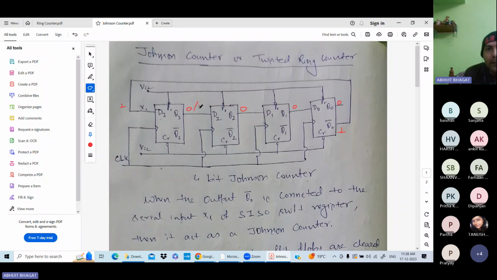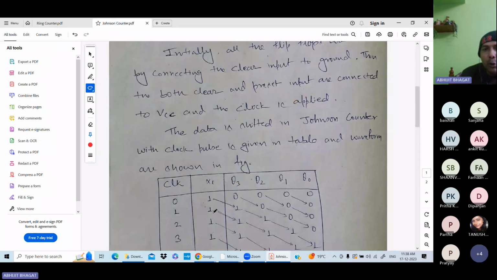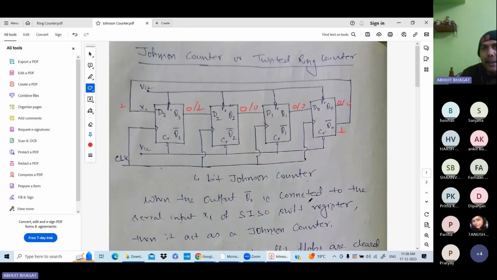Here you are getting the 1, and this 0 is processed, here you are getting 0. This 0 is processed here, 0, this 0 is processed here. So for the first count you can see this 1 is shifted to here, this 0 is shifted to here, and this is shifted to here. You can see in the diagram.